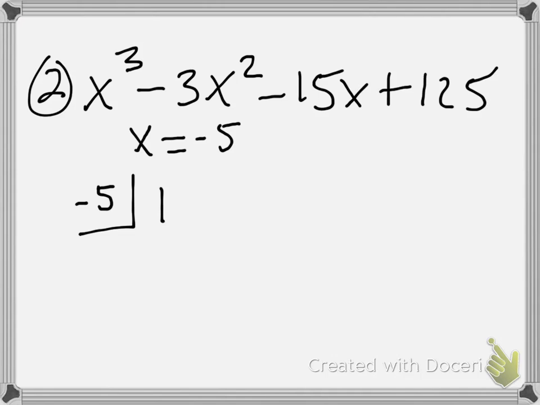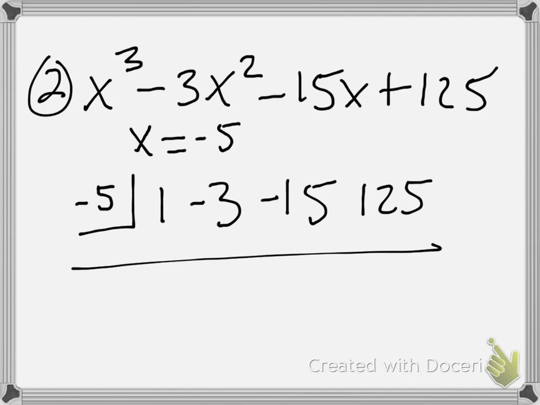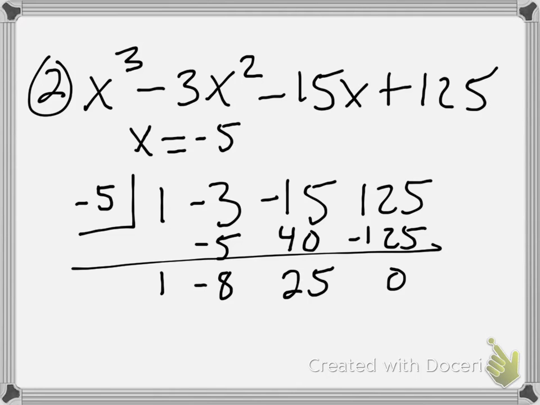So my numbers are 1, -3, -15, and 125. Use our synthetic division. -5 times 1 is -5. We add down, we get -8. -5 times -8 is +40. We add down, we get 25. And -5 times 25 is -125. We get our remainder of 0, which is what you want. If it's a true real root, you're going to have a remainder of 0. So if you need anything from this, go ahead and get it or pause the video.